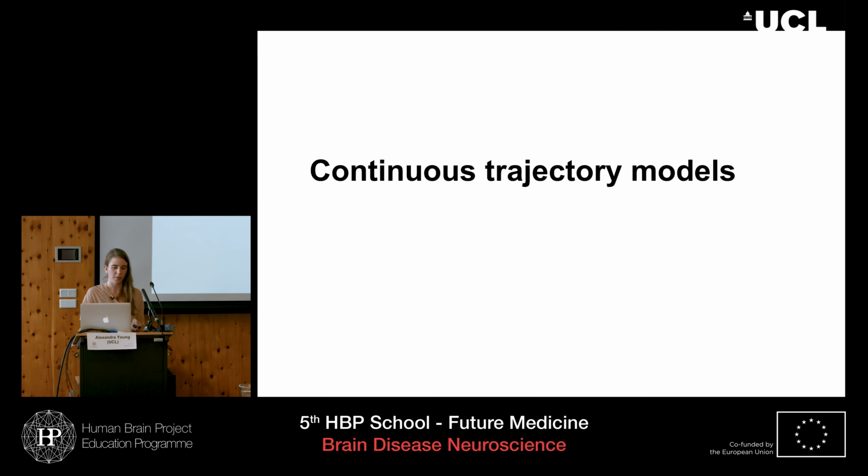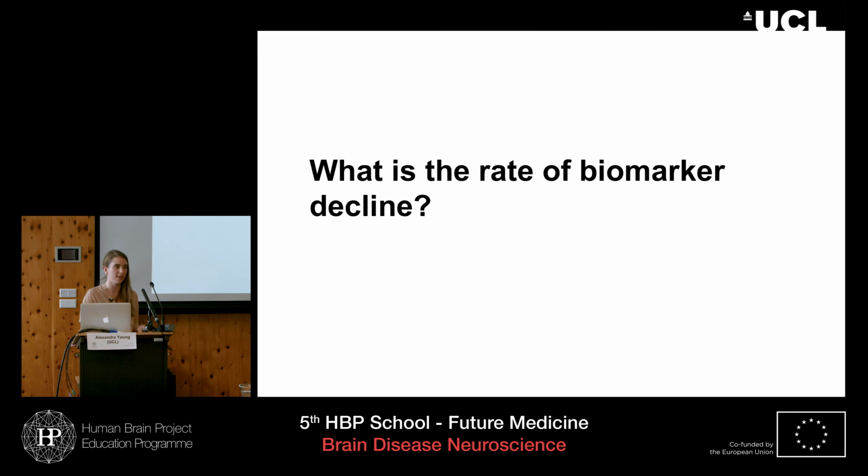So now I'm just going to talk briefly about continuous trajectory models. These models ask the question, what is the rate of biomarker decline, as opposed to the event-based model, which is discrete and doesn't quantify severity of biomarker changes.